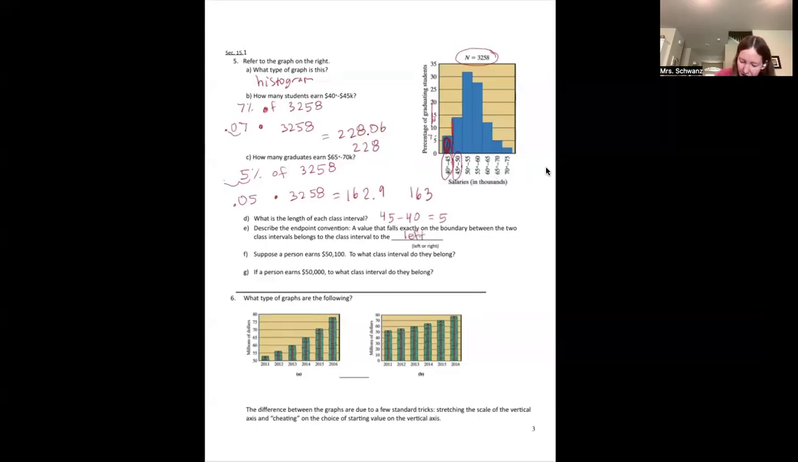Suppose a person earns $50,100. That falls between 50,000 and 55,000, bigger than 50,000 and less than 55,000. So they're in this group. They would be counted in that group. Okay, so that's in the third class interval.